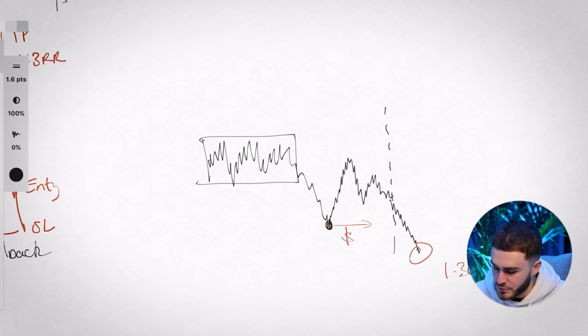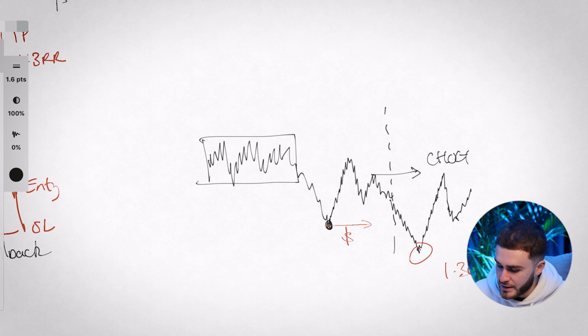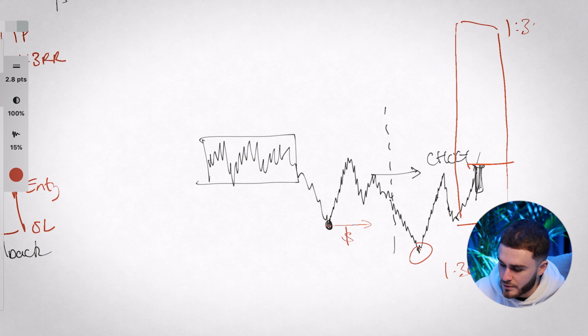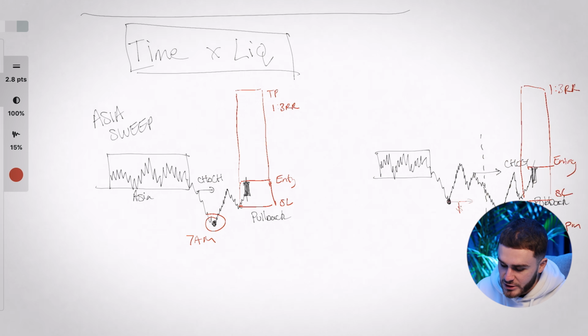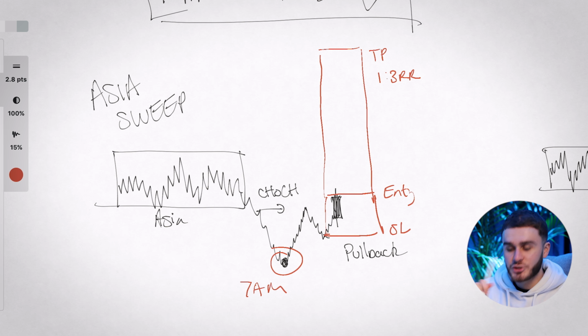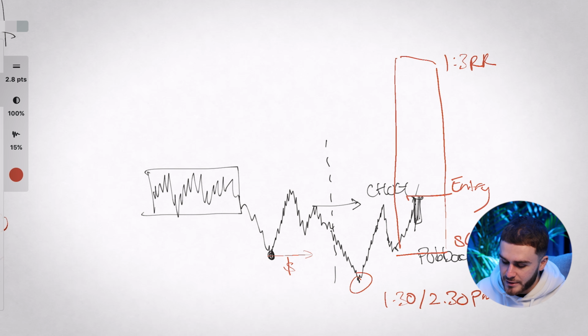At this point, what we will then do is look for, again, that minor change of character, the pullback, and then finally a continuation. And as simple as that, the engulfing candle. And right there is going to be our entry again. Looking again for that 1 to 3 entry over here, and our stop loss just over there. So 2 little examples just to show you how you can get the Asia sweep, and then also how you can get the London sweep.